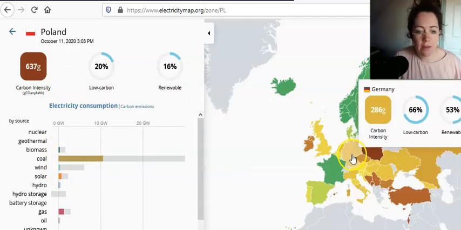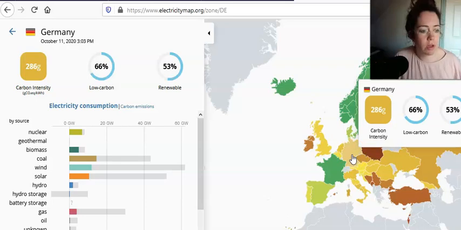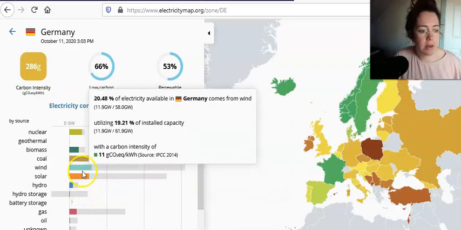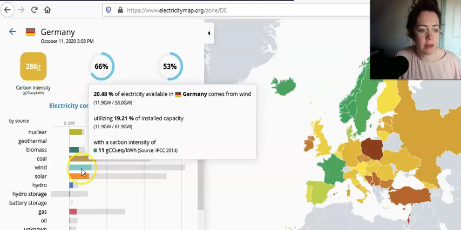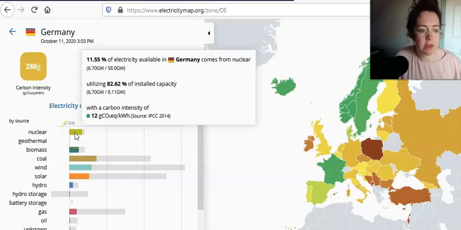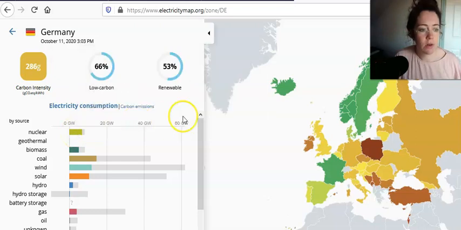If we look at Germany, Germany has gone through a huge revolution. It has a lot more solar and wind than other countries, but it also has coal. It's been shutting down its nuclear fleet. So low carbon there includes nuclear. Renewable there doesn't include nuclear. And you can see that gas is also part of the mix there.